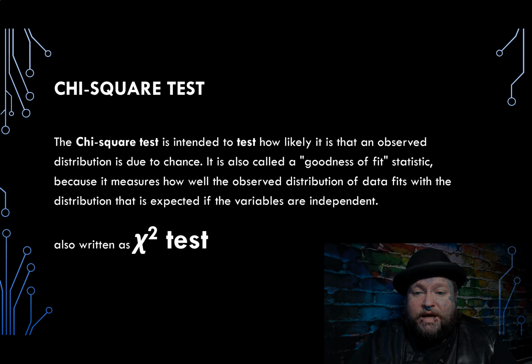And we go through here of the chi-square test. I just want to include a definition. The chi-square test is intended to test how likely it is that an observed distribution is due to chance. So it's also called a goodness of fit statistic, because it measures how well the observed distribution of data fits with the distribution that is expected if the variables are independent. So this is kind of like that p-value stuff again.